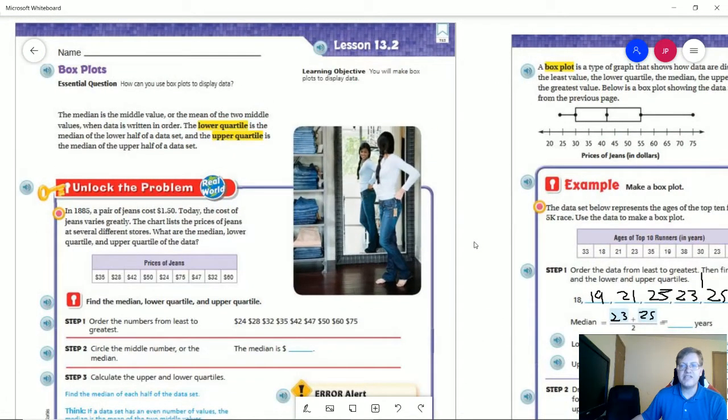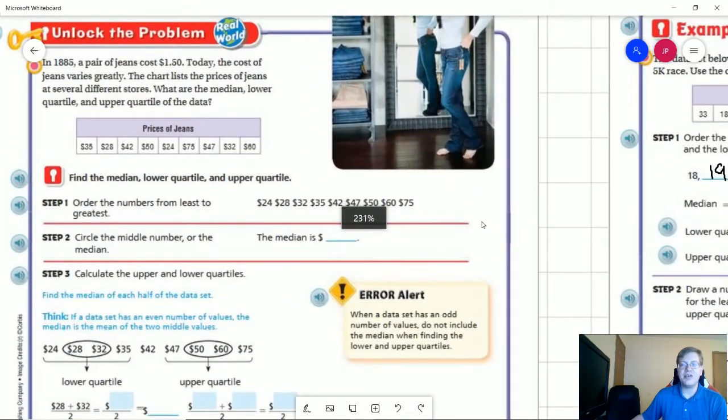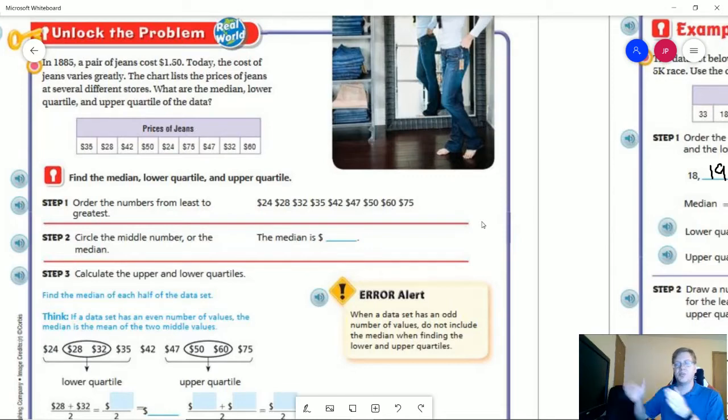So I've taken some time to go ahead and write everything out as we go through our lesson. So you can pause the video, double check, and make sure all of your numbers are put in order, so that you can go ahead and keep up and work along with me.